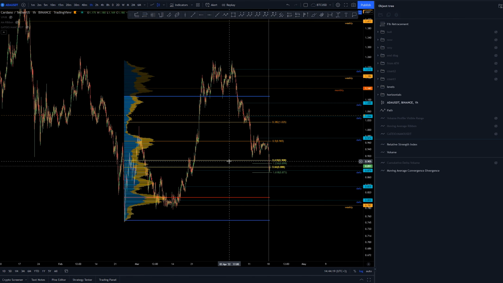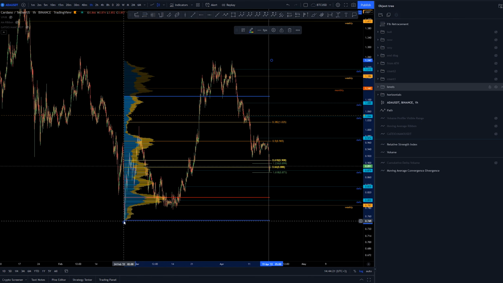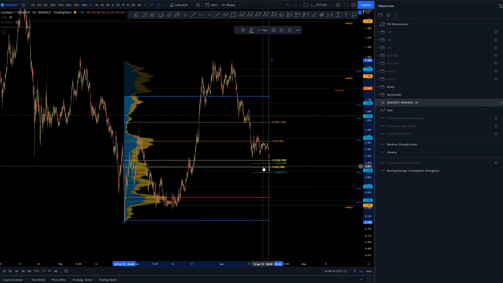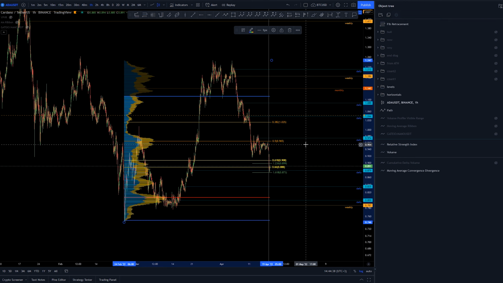For the whole range from the lows of the 24th of February to the highs, we have a golden pocket just above where we're currently sitting. Given differences in price on different exchanges, we are still around the golden pocket.